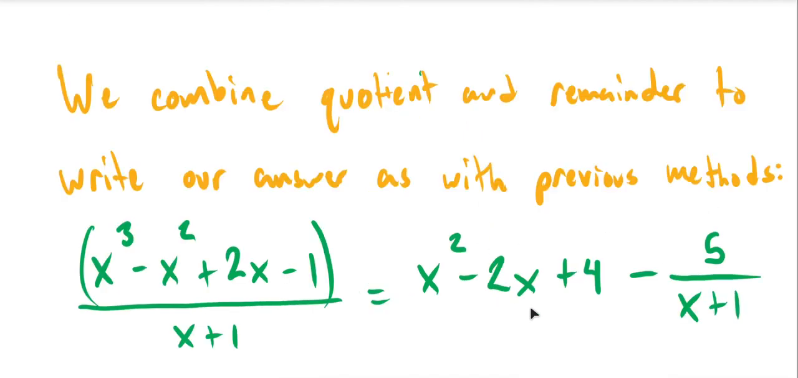We could write this information down as our answer any number of ways, as we saw in the last videos. We could say x to the third minus x squared plus 2x minus 1 divided by x plus 1 is equal to x squared minus 2x plus 4, the quotient, minus 5, the remainder, over the original divisor x plus 1.